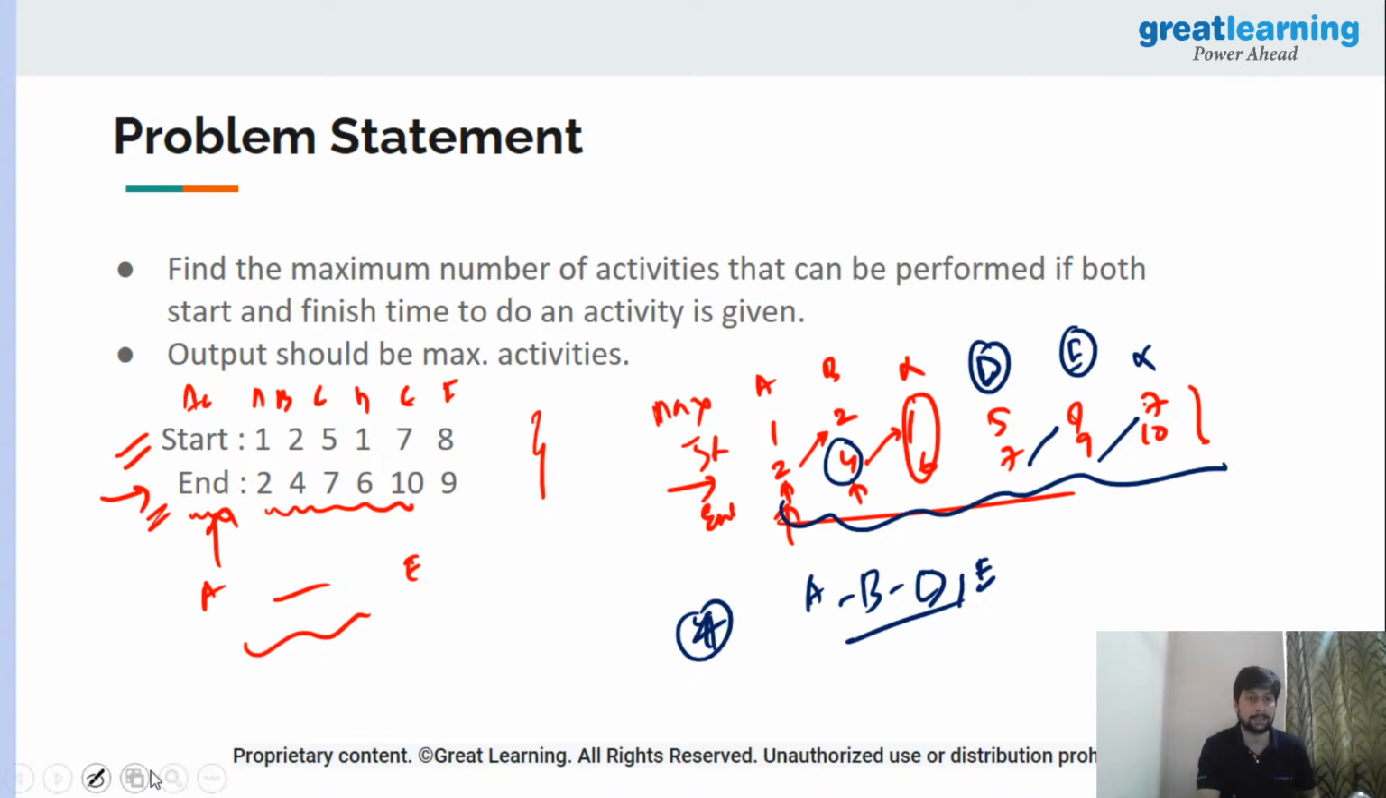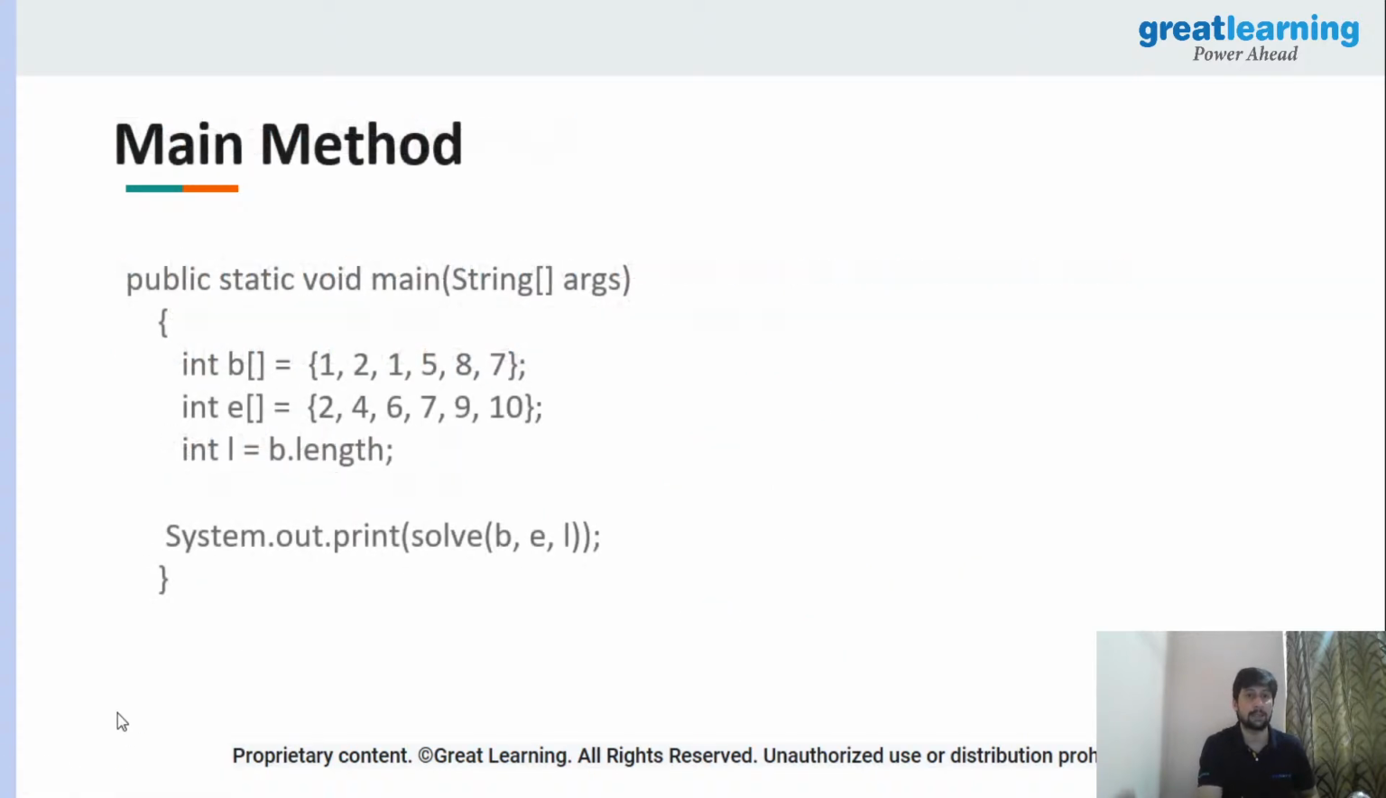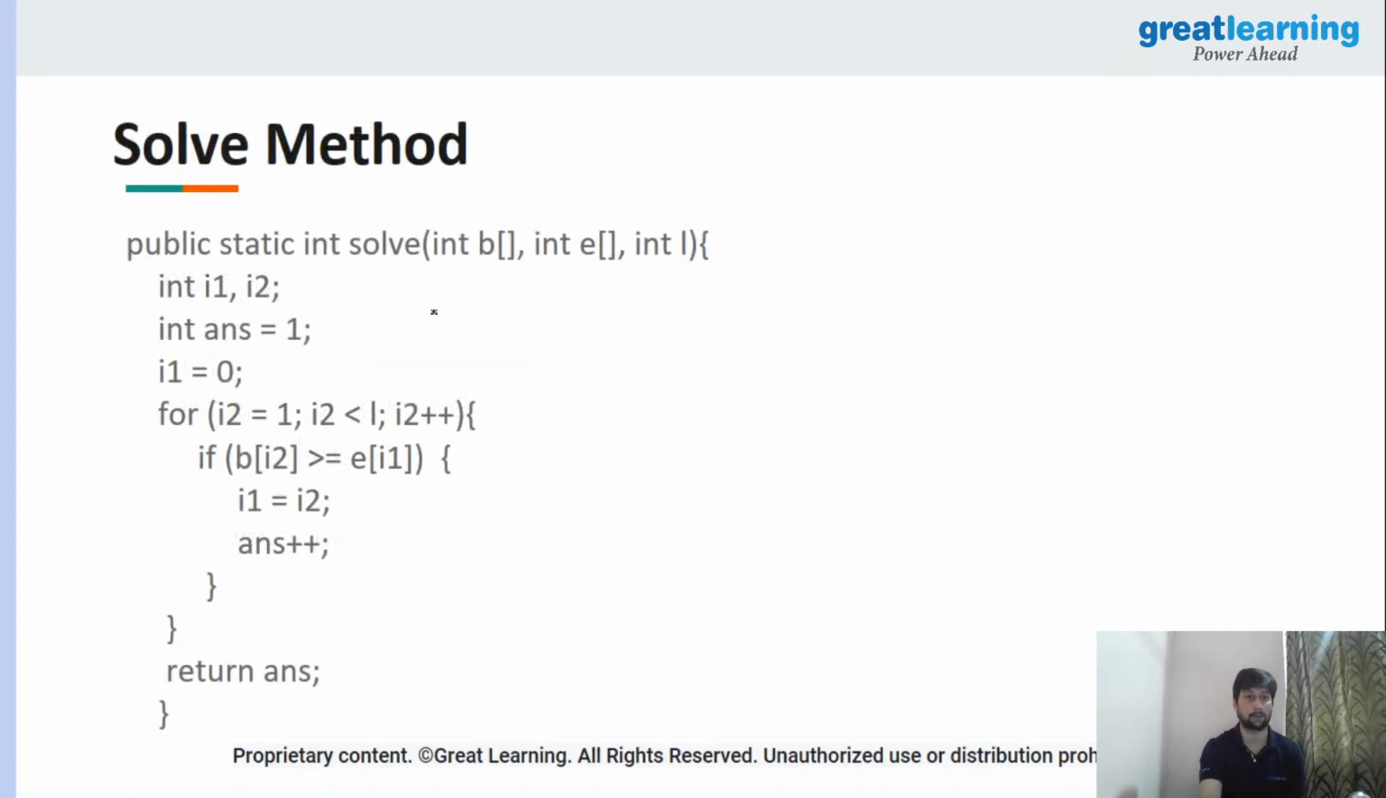Okay, now let's see what things are there. In the main, I will try to reduce the time complexity. I'm saying that the beginning array and the ending array are sorted, just to reduce the time complexity. If they are not sorted, you need to sort them, and that will take n log n time. So for now, let's suppose that these are sorted. Once these are two sorted arrays, I find the length, and I will go for this solve method, and I will see what we can do with it.